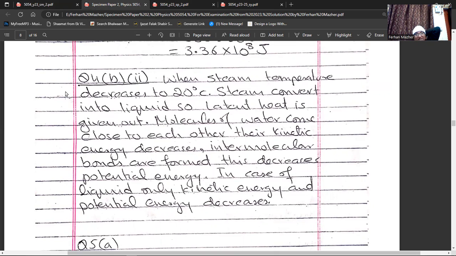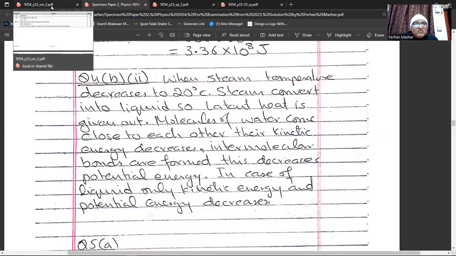So that's why more energy will be transferred in the case of the steam as compared to the liquid water. When the steam temperature decreases to 20 degrees centigrade, steam converts into liquid, so latent heat is given out. Molecules of the water come close to each other, their kinetic energy decreases, and intermolecular bonds are formed. This decreases the potential energy.